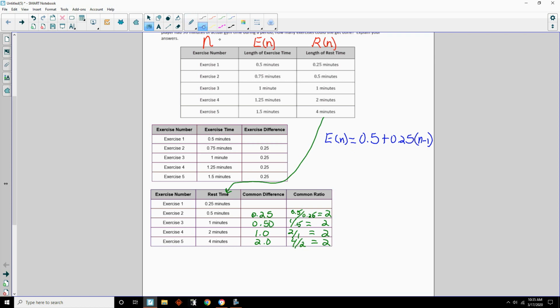Rest time, I'll do in purple. I would say rest time, R of n, since we did find that it was geometric, a geometric sequence is the first term, 0.25, times the common ratio of 2 to the power of n minus 1, where n stands for exercise numbers and n has to be greater than or equal to 1. Okay, same with our rest time.